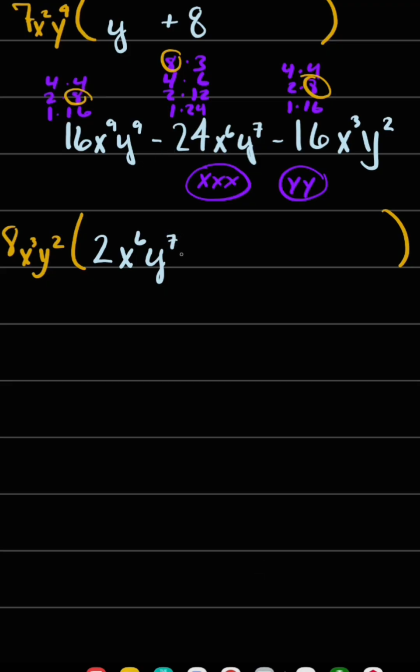Negative 24 divided by 8 is a negative 3. We're taking away 3x from everything. So that's x to the 3rd. Taking away 2 y's from all the y's. So that's y to the 5th. And the last term is negative 16 divided by 8 is negative 2. We took away all 3 x's and all 2 y's. If you look back at your problem, you have nothing else in common.